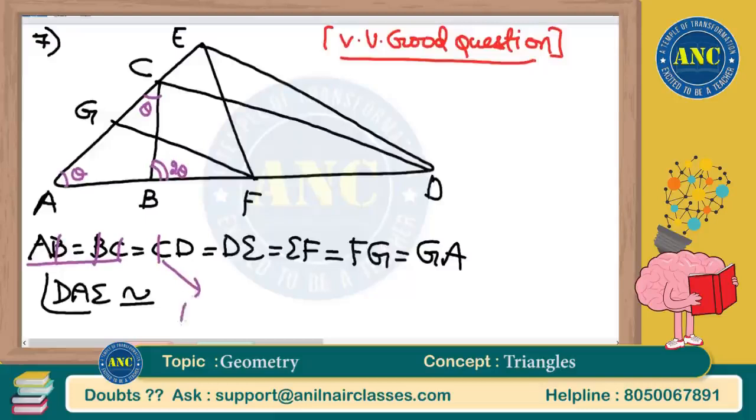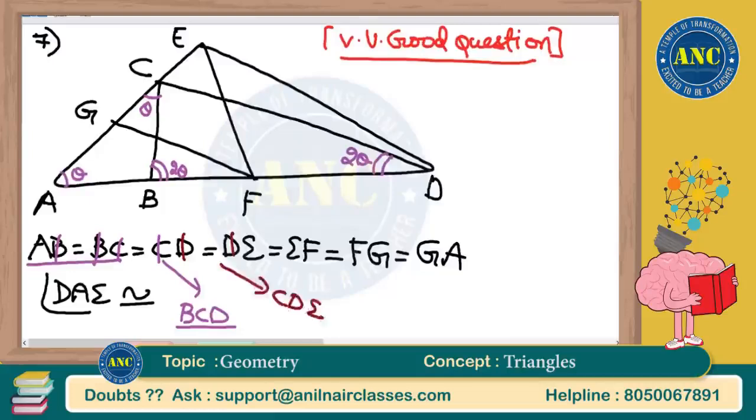Which triangle is it? It is in triangle BCD. So this is nothing but 2 theta. The exterior angle is equivalent to the sum of the opposite interior angles. D and C are the same. Angle C is equivalent to angle C.